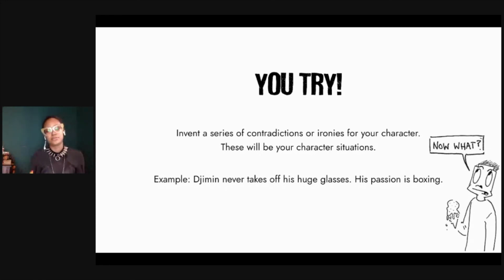So let's use the example of Jimin, who never takes off his huge glasses. He loves them so much, but he also has a passion for boxing. So that's a recipe for disaster. That's kind of what we're looking for with a character.